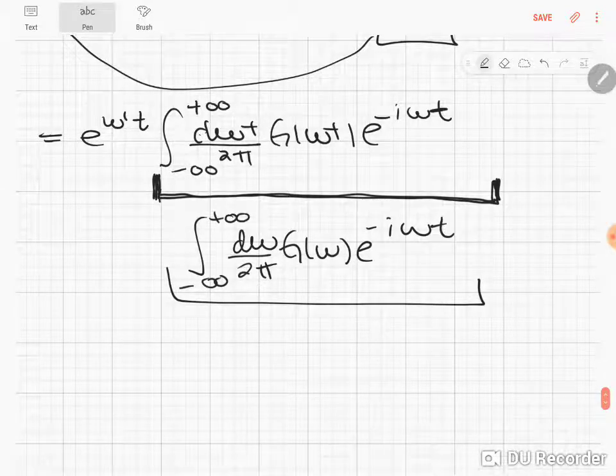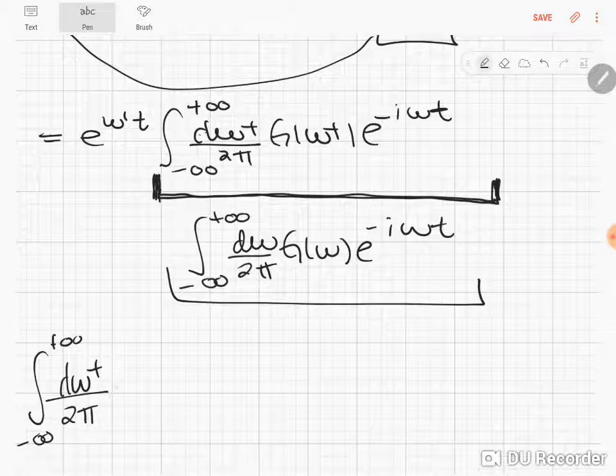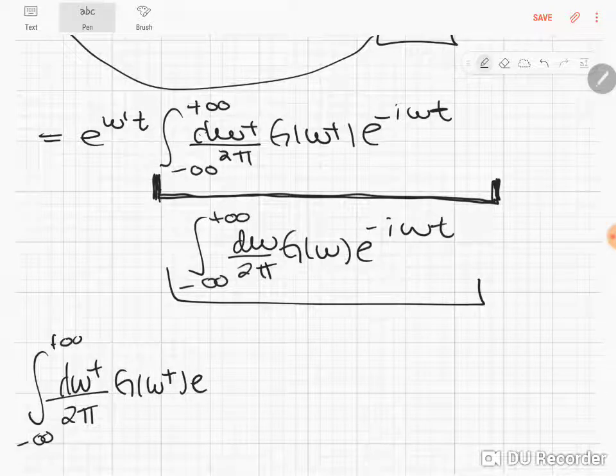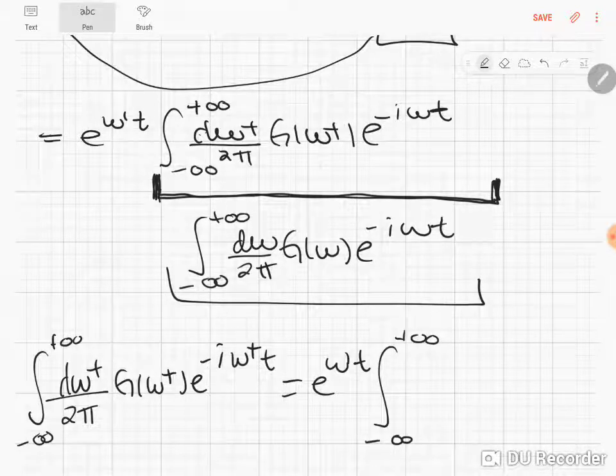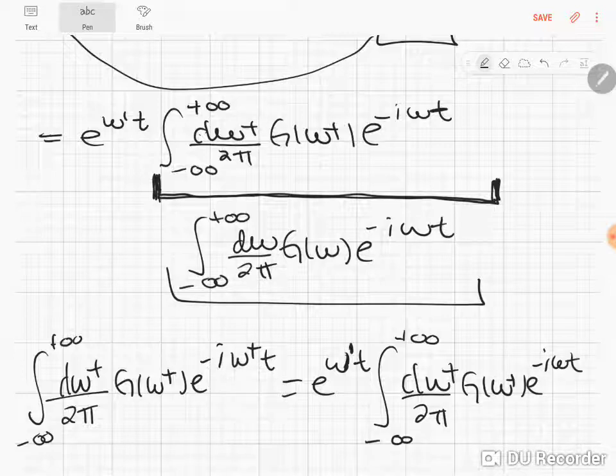So what I'm going to do is say that the integral from minus infinity to plus infinity of d omega plus over 2 pi, g of omega plus, e to the minus i omega plus t, is nothing but this factor e to the omega prime t times the integral from minus infinity to plus infinity of d omega plus over 2 pi, g of omega plus, e to the minus i omega t.